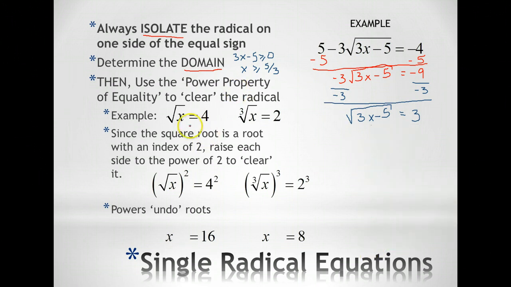Now remember, roots undo powers. For example, if I look over here at this very simple example, if I had the square root of x equals 4, and I want to know what x is, I would square both sides to get rid of the power, and I would get x equals 4 squared, or 16. So we do that same thing here with this more complicated problem. I square the left-hand side, and as long as I do the same thing on the right-hand side, my equation stays balanced. So I get 3x minus 5 equals 9.